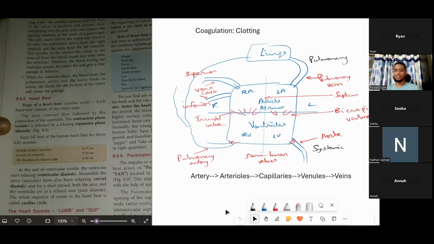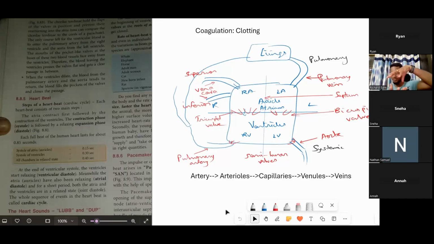How does the heart actually beat? If my hand is representing the heart, on the top we have the auricles, and at the bottom, the ventricles. First, the auricles pump together, then the ventricles pump. When the ventricles pump, the auricles relax, and then the ventricles also relax. So understand: auricles contract, ventricles contract, both relax.